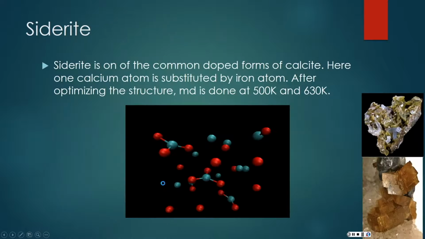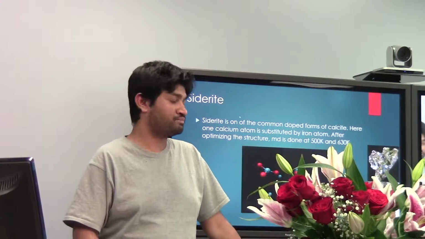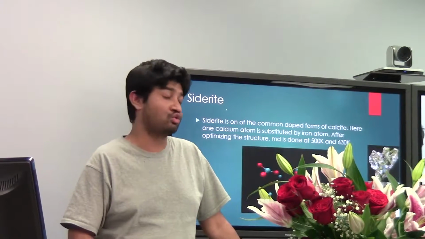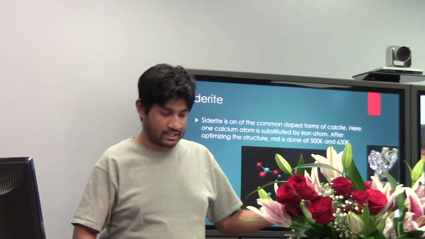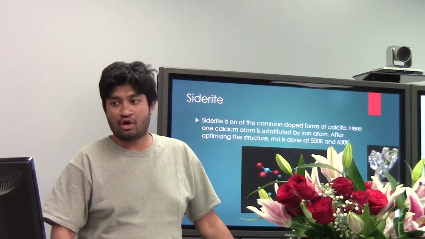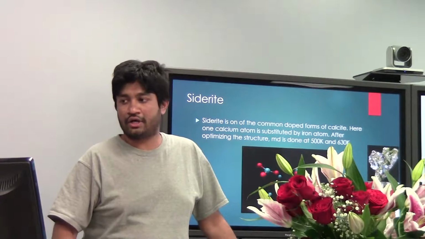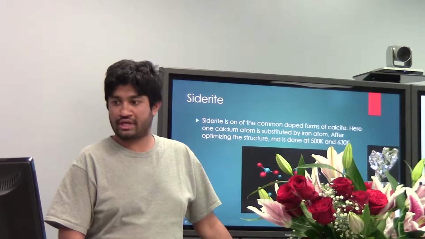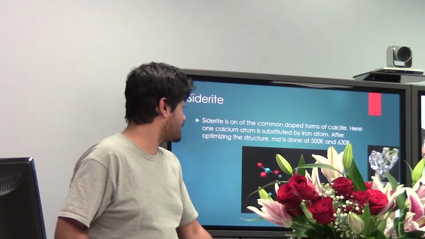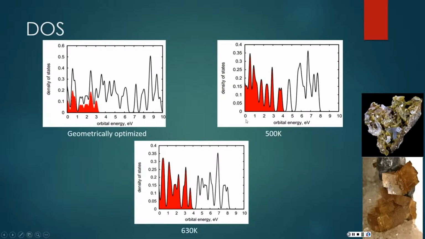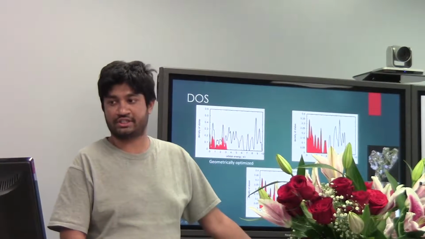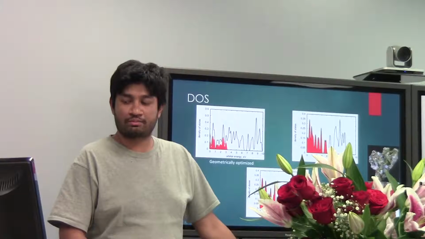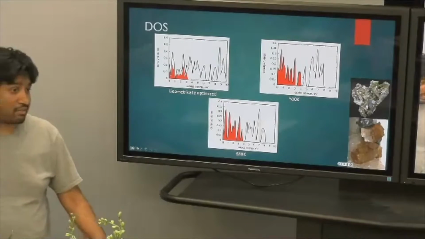Okay, so after that, we are investigating the different properties of different doped calcite. One is siderite. It is one of the most common doped forms of calcite, where one calcium ion is replaced by one iron. So if we look at that, this is our optimized structure. And then we also study the DOS diagrams. Here is the geometrically optimized DOS of our structure, and this is the DOS diagram of the thermally optimized structure.